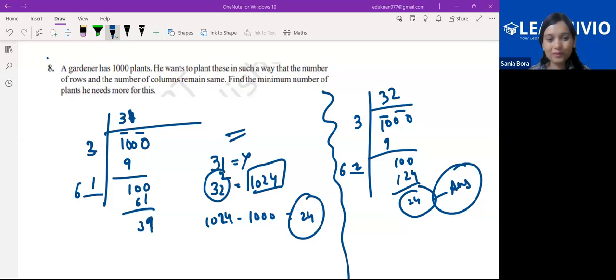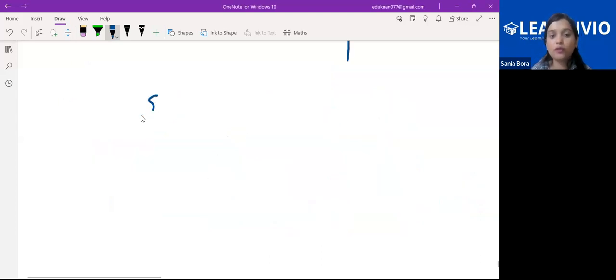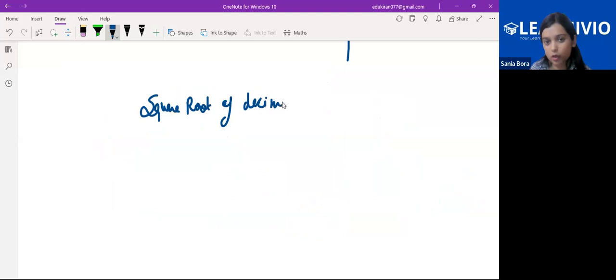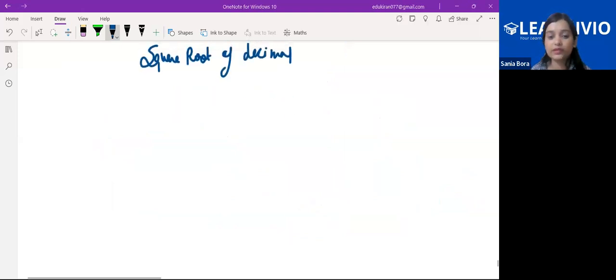Okay, no problem. Now let's start with the next one. You have to find the square root of the decimal, not the whole numbers. Clear to everybody? Are you guys ready? Yes, ma'am. So of course, we are going to find the square root of the number 17.64.